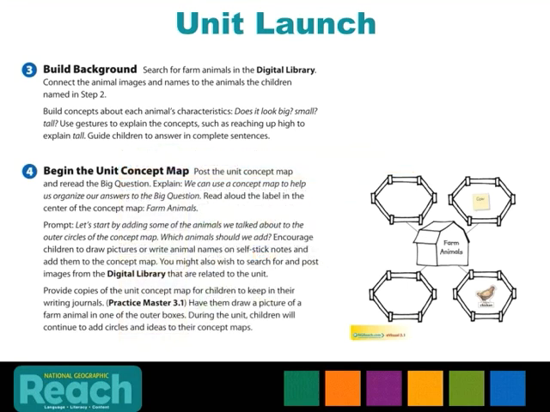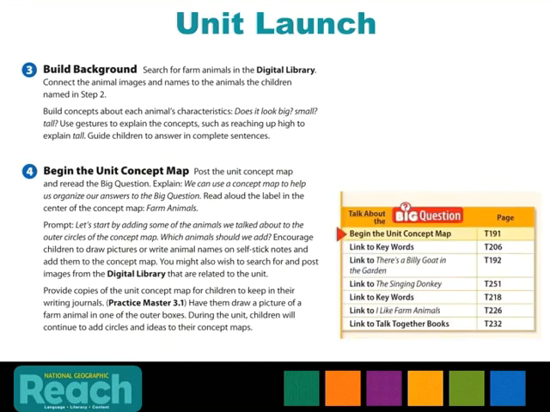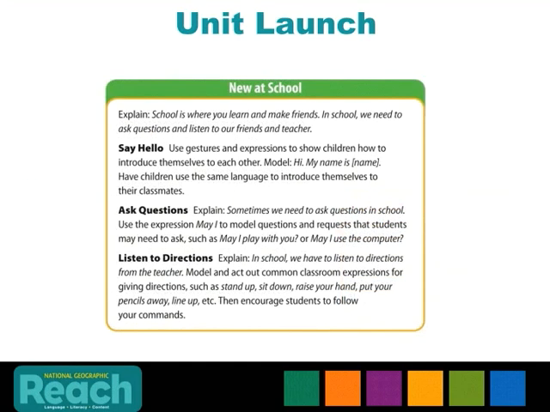The final step in the unit launch is to begin the unit concept map. Again, this is something that could be added to your unit bulletin board. Students can also have their own copy to keep in their writing journals. Students will add to this concept map throughout the unit. Each concept map is tied to the big question for the unit, giving students the opportunity to continuously talk about the big question throughout the unit. And finally, the unit launch also includes some new at school instruction that helps develop students' social and interpersonal skills.